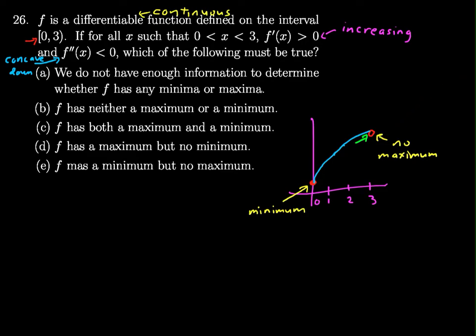So let's go through and see what we have. We do not have enough information to determine whether f has any maximum or minimum. No, we just determined that. F has neither a maximum or minimum. No, it has a minimum. F has both. No, we said no maximum. F has a maximum but no minimum. No. Or E. F has a minimum but no maximum. So my choice is E.